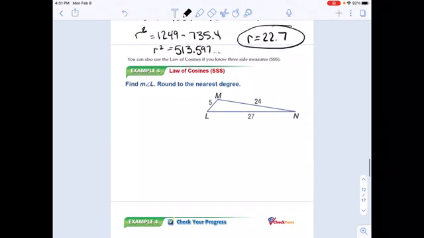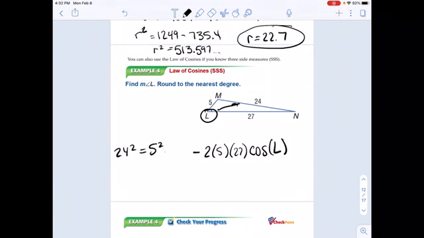And keep going. You can also use the law of cosines if you know 3 side measures, side, side, side, so we can find degrees. We're finding L, round to the nearest degree. So if we're finding that L, we know we need to use cosine L. So these two are the 2 times 5 times 27 that are subtracted. And then we have the one across from the L squared equals the other 2 added and squared. So it's just this formula that you just fill in based on the information you have and you want to solve for.